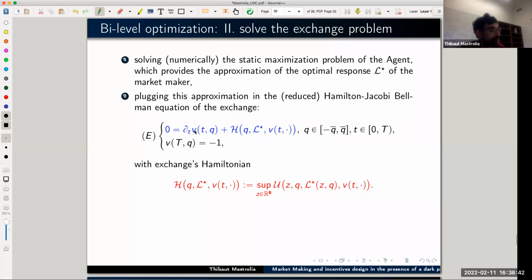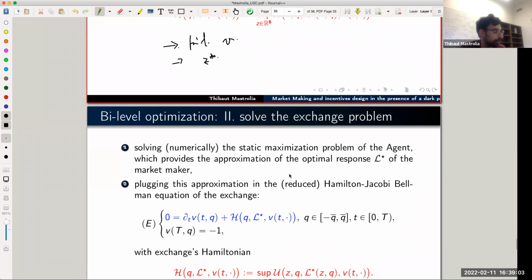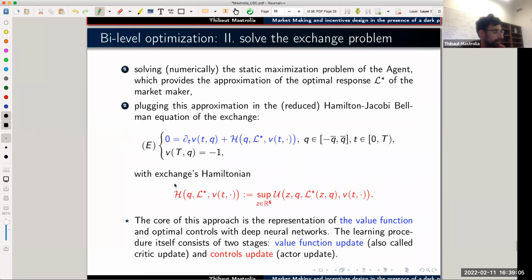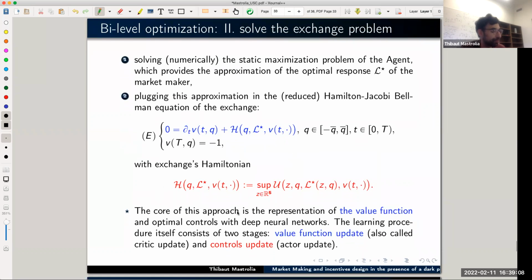So we plug this L star, this neural network, into this equation. And now what we want is first to find the V, the solution of this equation, and to find the optimizer Z star. So we have a neural network which takes in input Q and Z, and we want to optimize on Z this equation. I will maybe skip the details for that, but the core of this approach is to represent both the value function here and the optimal incentive proposed by the exchange.